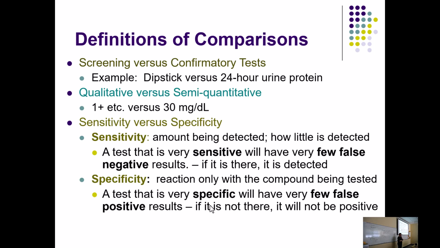Sensitivity versus specificity. Sensitivity is the amount being detected, how little is detected. Specificity is a reaction only with the compound being tested. A test that is very sensitive will have very few false negative results. It'll pick it up if it's there. With specificity, there are very few false positives. When it's positive, it's there. There are not other things that are going to make it turn positive.